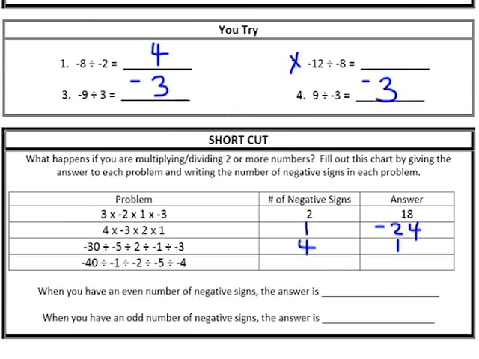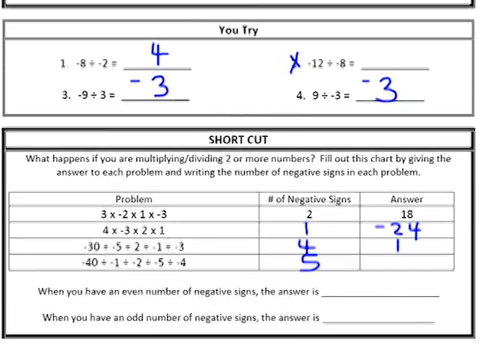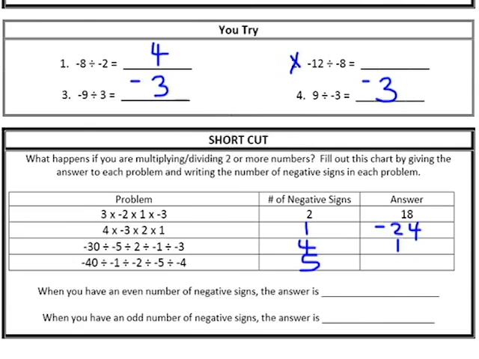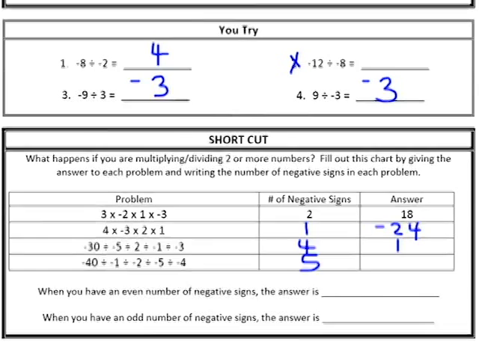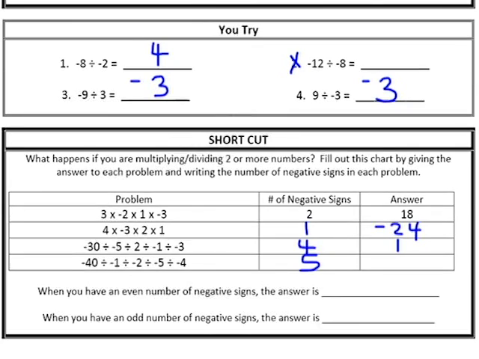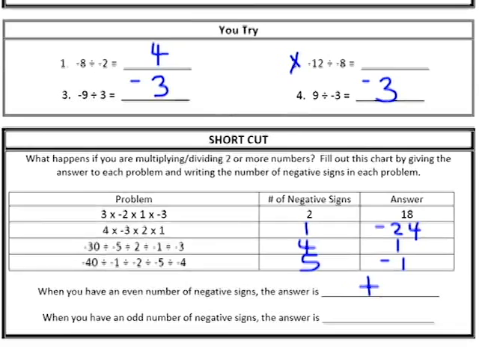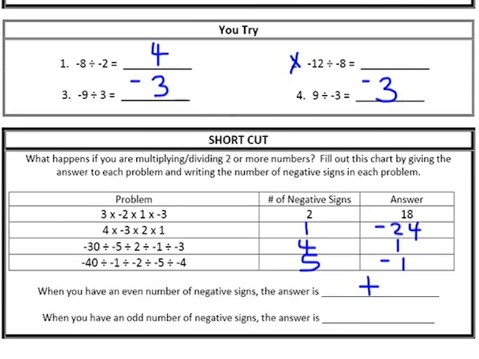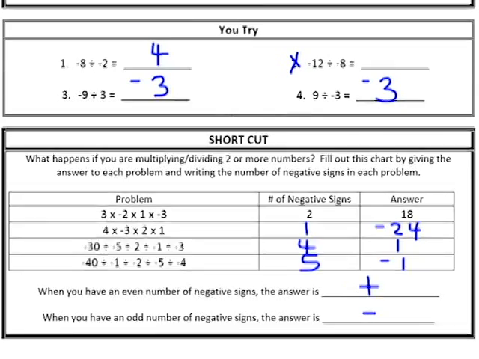Here we have 1, 2, 3, 4, 5 negatives, so an odd number of negatives. Negative 40 divided by negative 1 is positive 40. Divided by negative 2 is negative 20. Divided by negative 5 is positive 4. Divided by negative 4 is negative 1. The trend here is when you have an even number of negative signs, the answer is positive. When you have an odd number of negative signs, the answer is negative.